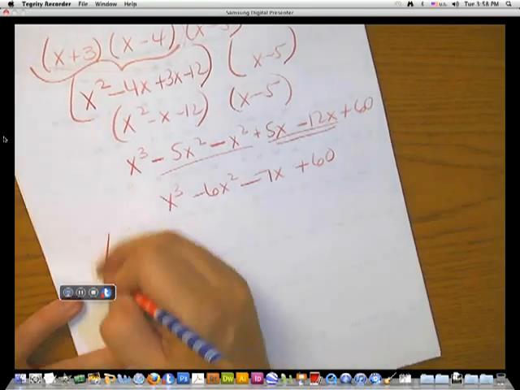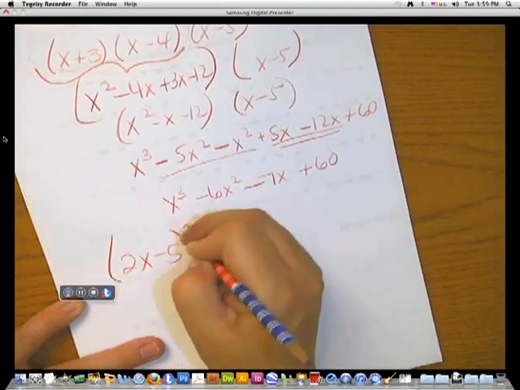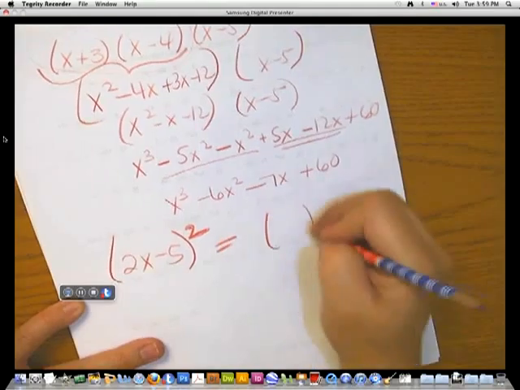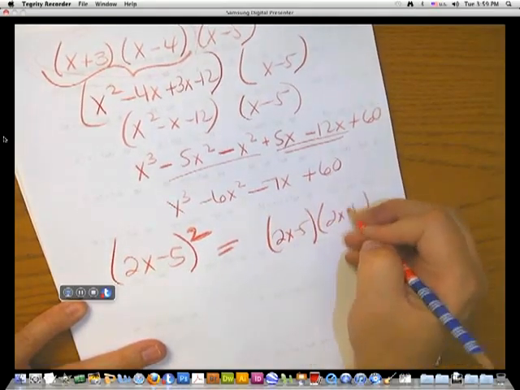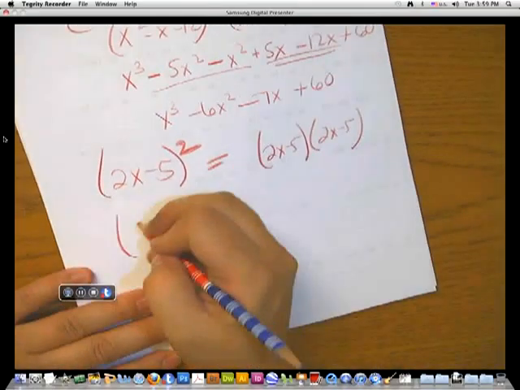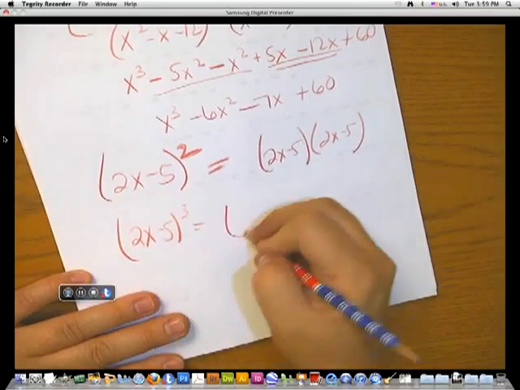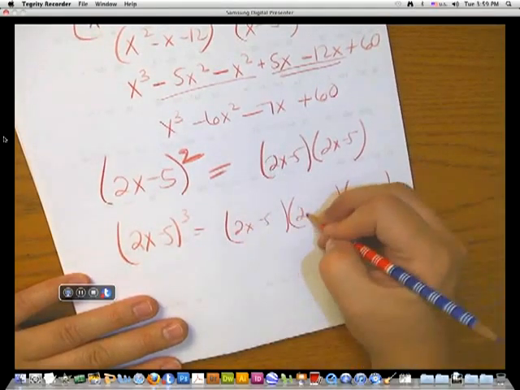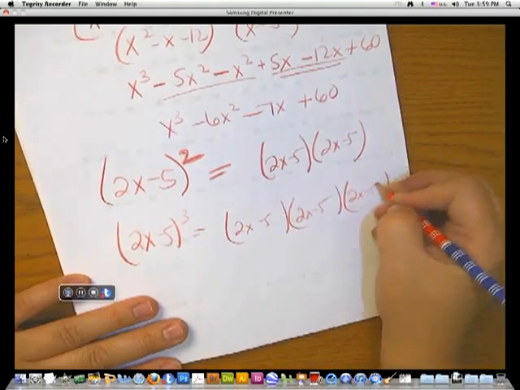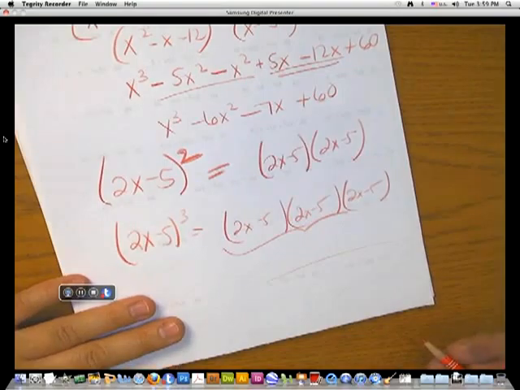If you have polynomials or binomials that are squared, remember that means you write it out twice and distribute. If it says cubed, then write it out 3 times and distribute 2 at a time and then to the third one.